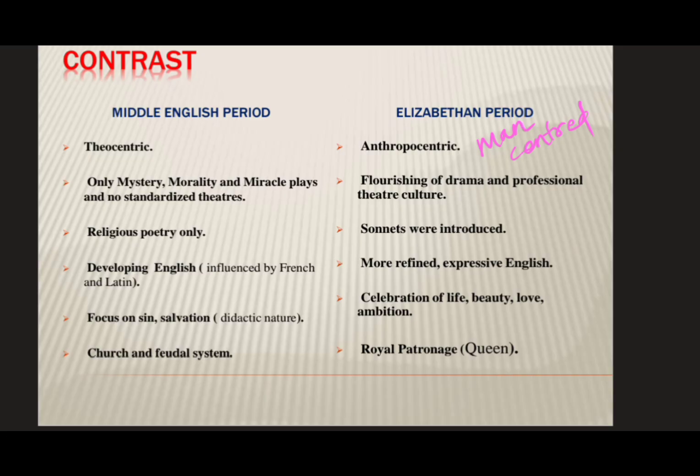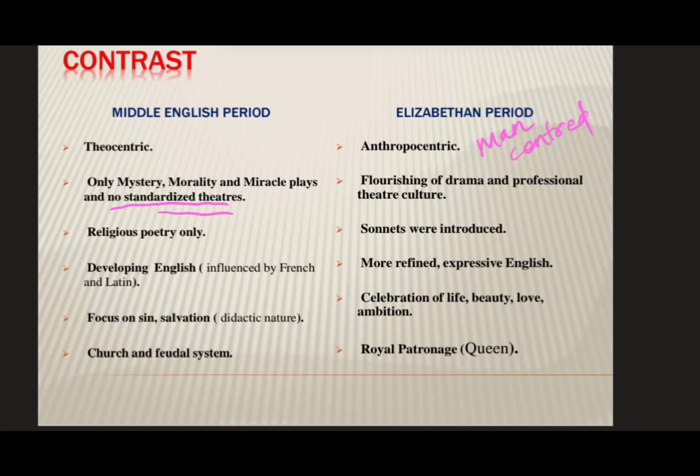The next is in the Middle English period, there were no standardized theatres for the enactment of the plays. There were three kinds of plays, that is mystery, morality and miracle plays, but there were no standardized theatres built for the enactment of those plays. But in the Elizabethan period, we see flourishing of drama. Besides these three kinds of plays, there were more kinds of plays seen in the Elizabethan period, and professional theatre culture was first built in the Elizabethan period.